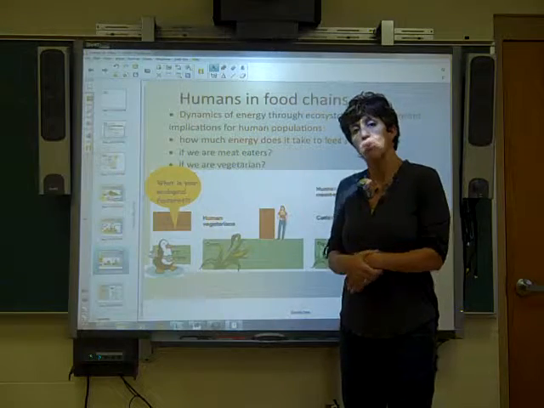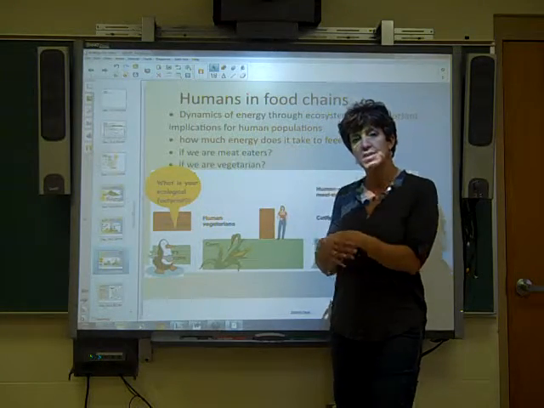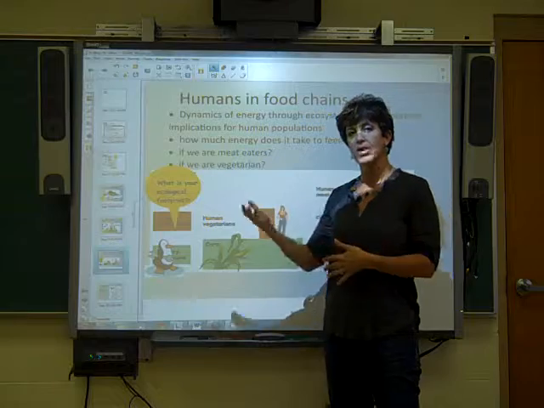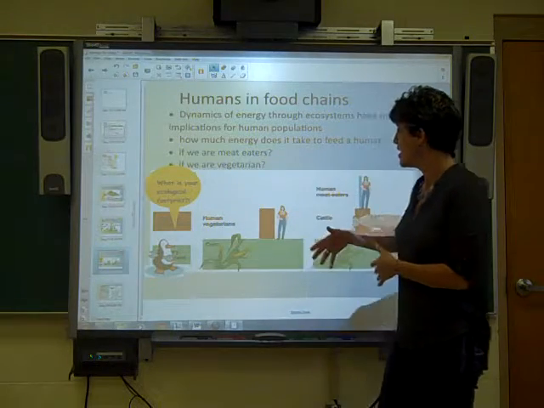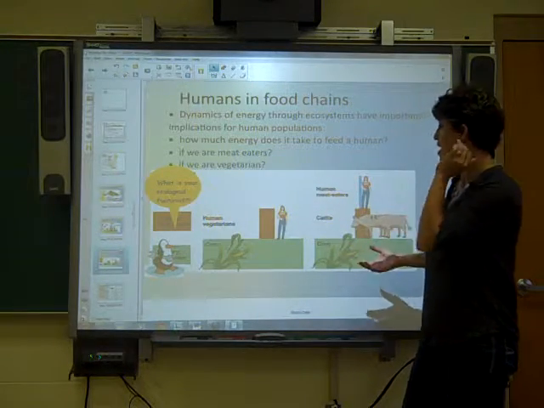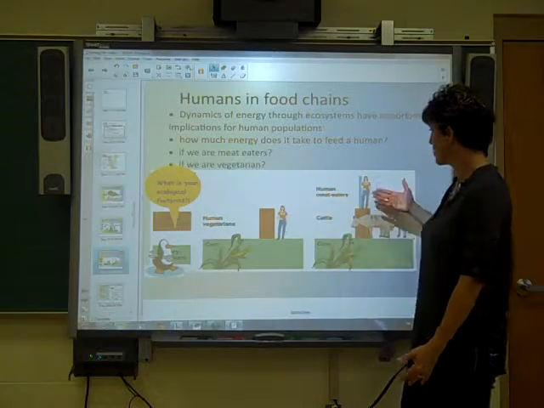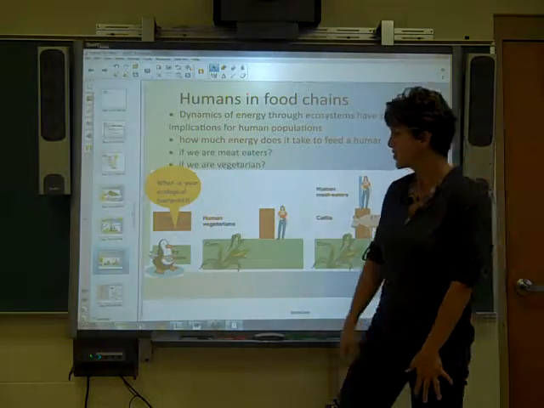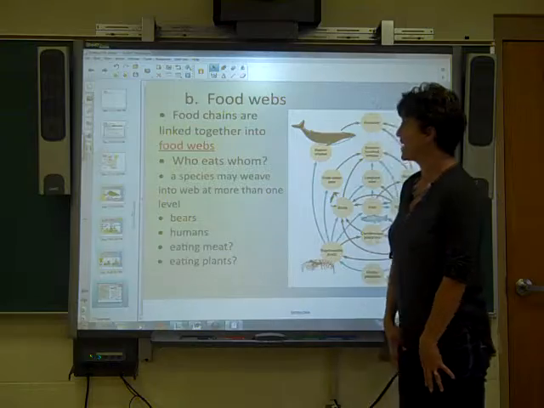So if we are more efficient about our energy usage, where we get our calories from, I mean, we need protein, we need those kinds of things, but it's just a better use of energy. Humans as vegetarians versus humans as meat eaters. All right, next slide here, food webs.